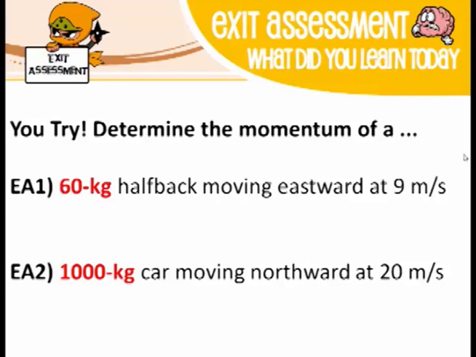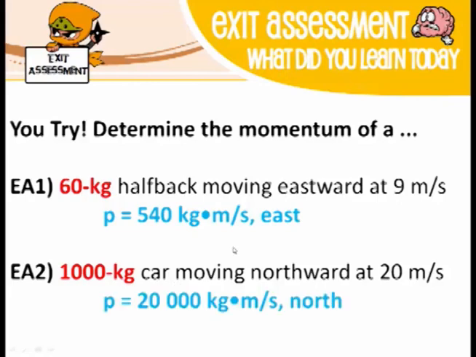Alright, question number 1. We have 60 kilograms moving at 9 meters per second. East is also a key word there. East means it's going to be positive, so we don't have to do anything there. 9 times 60 gives you 540 kilogram meters per second. Again, don't forget your direction on there, east, or keep it positive. We have a 1,000 kilogram car moving north at 20 meters per second. Again, north is also a positive direction, so we have 20 times 1,000, and that gives you 20,000 kilogram meters per second north.